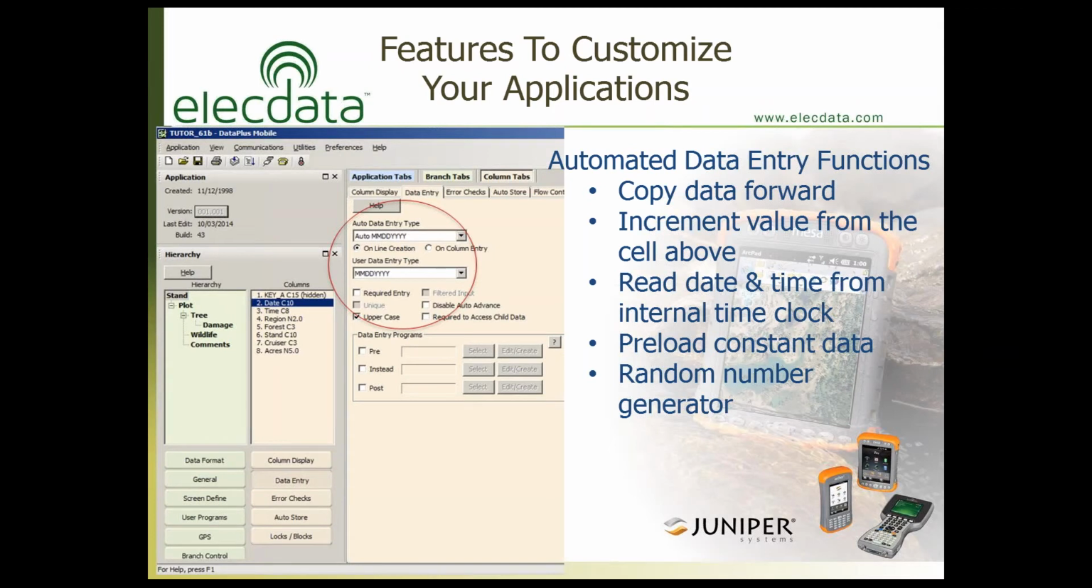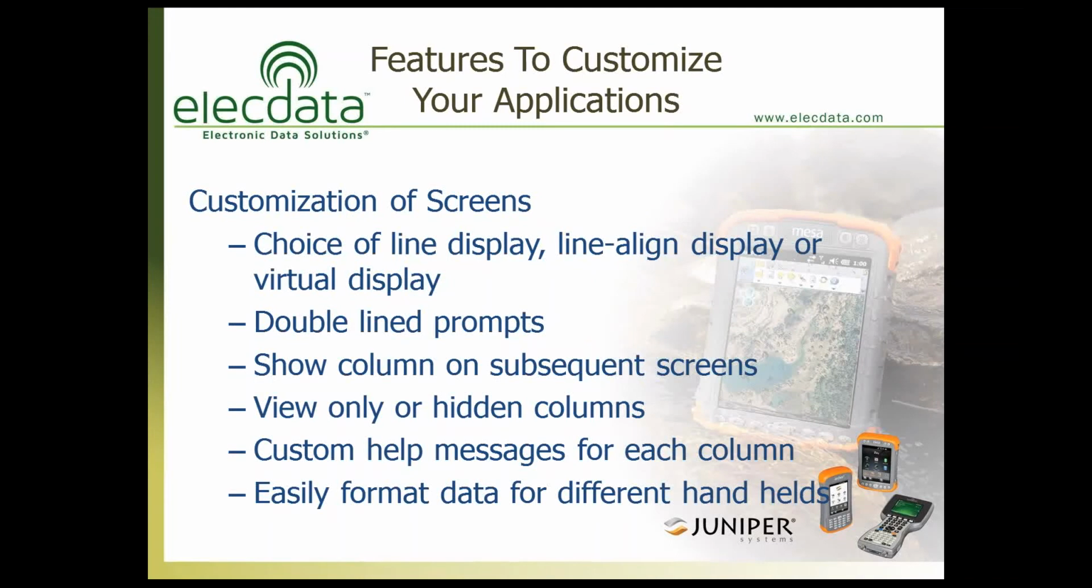We can also auto increment values from the cell above. So if you're counting and keeping track of information, that's also a data entry option that comes up. You can preload constant data into your field forms. And for a lot of you scientists that are conducting investigations, we also have a random number generator that can be put in those columns as well. So just a few of those many features that can be used to streamline your field data collection.